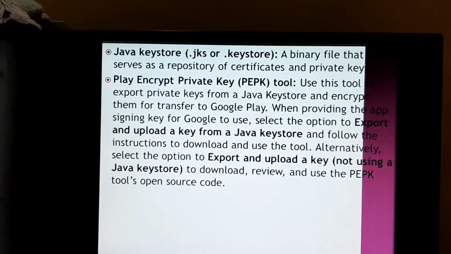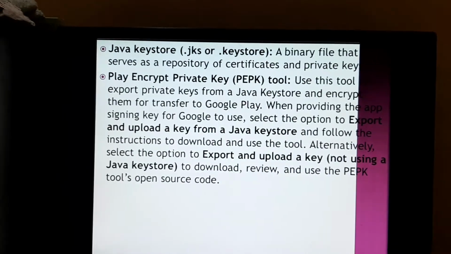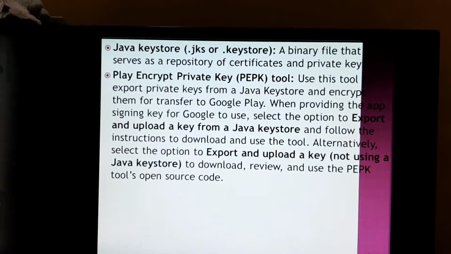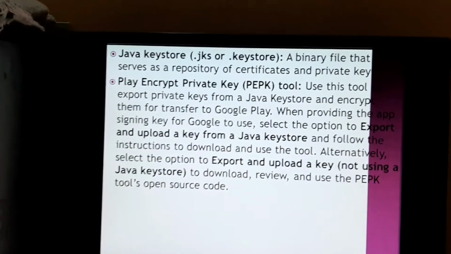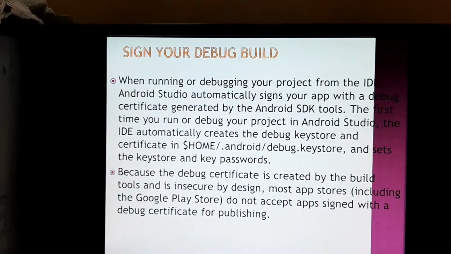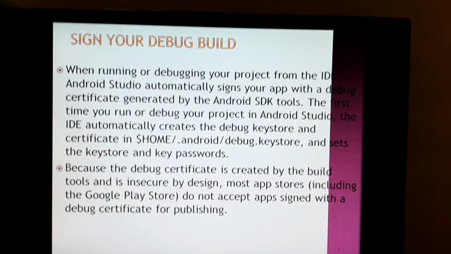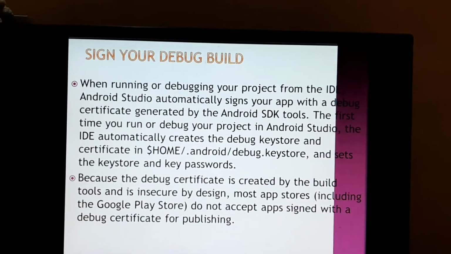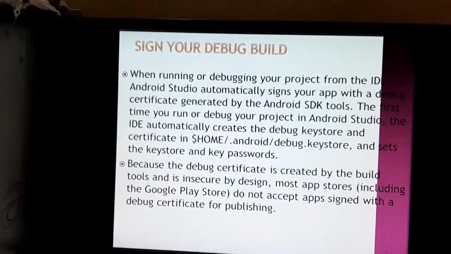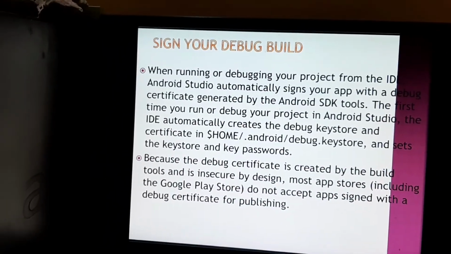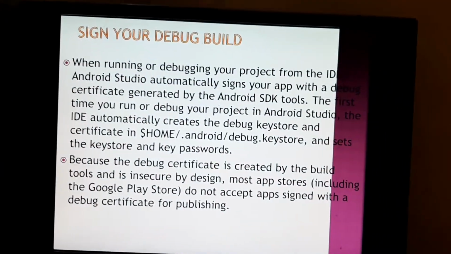Now, this was what is the certificate, what is the keystore, what is the key, which we had just discussed. Now, the next part is how the signing of our app works for debugging, with how my application should get debugged with the signing. When running or debugging the project from the IDE, Android Studio automatically signs your app with a debug certificate generated by the Android SDK tools.